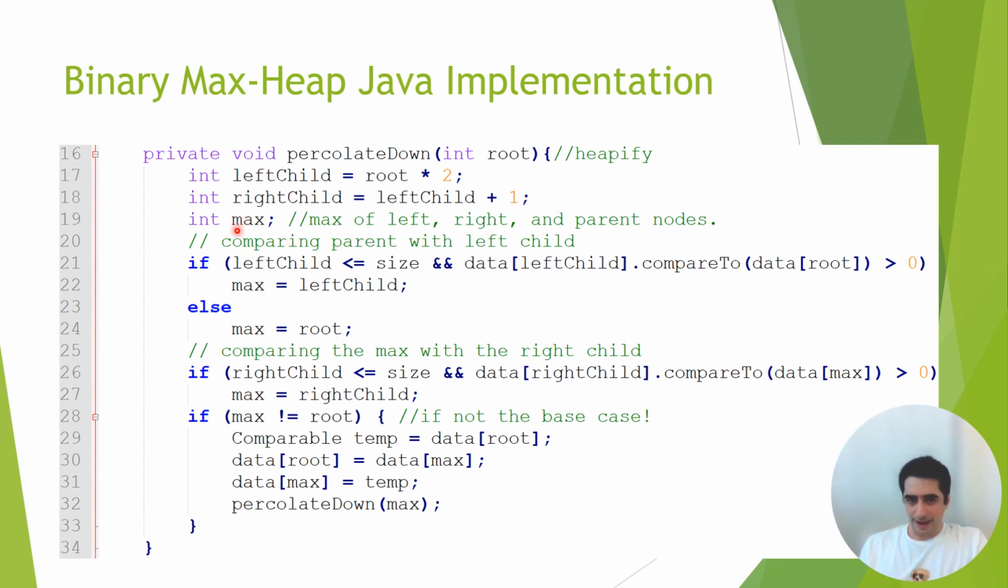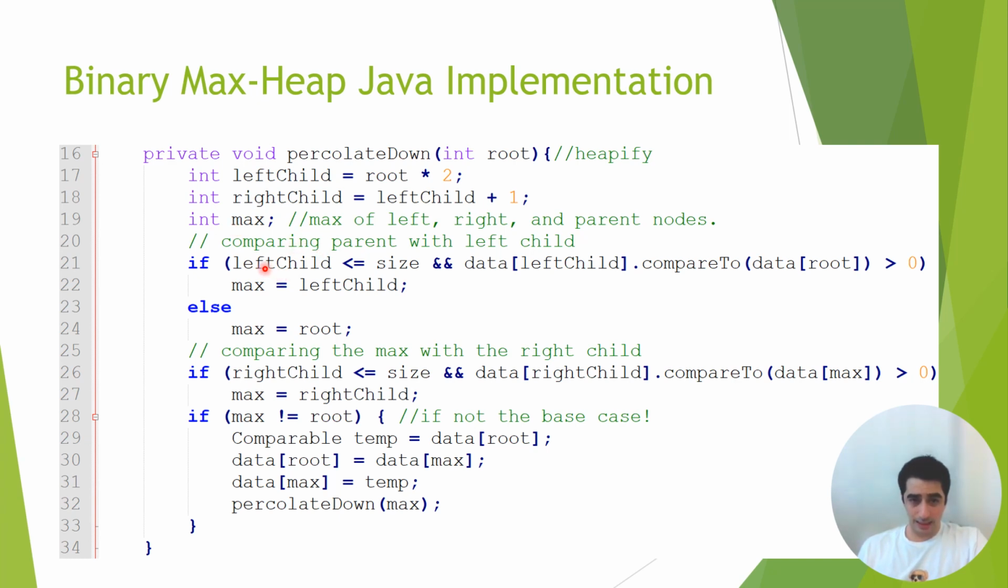Then I have specified the max temporary variable that's going to keep track of the maximum elements among the left and right and parent nodes. How do you fill up the max?